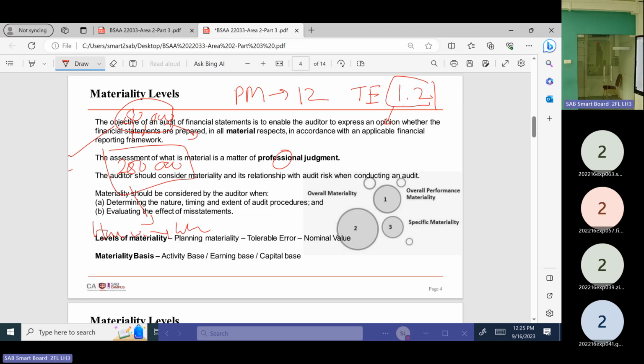And balances related to liabilities. In a balance sheet, we have two risks. What is that? Overstatement risk and understatement risk. Can you agree with me? Overstatement risk and understatement risk. Asset, overstatement. Liabilities, understatement.